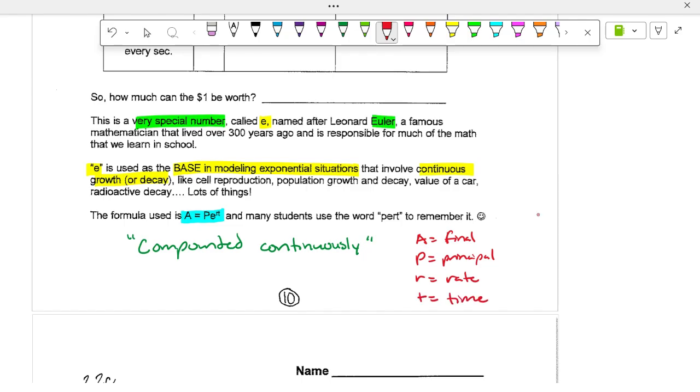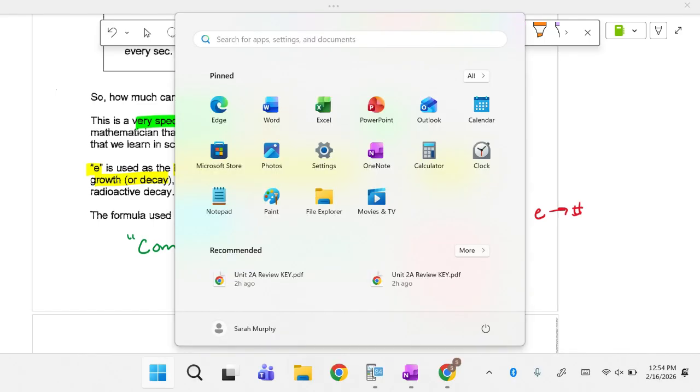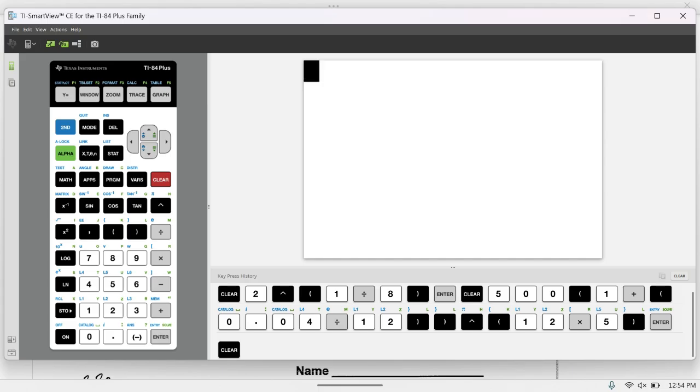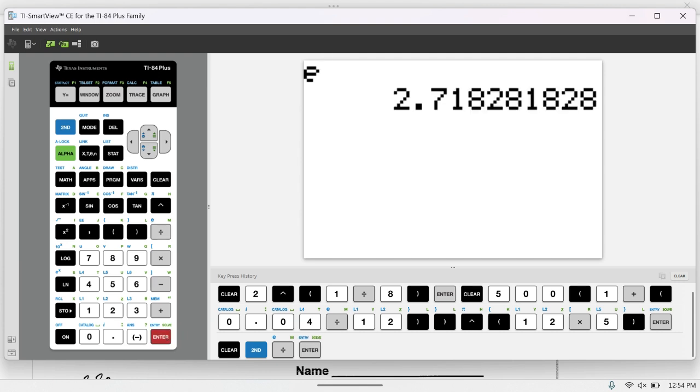However, E is a number. And that number, if you actually put it in your calculator, you have an E key. If you hit second and then the division symbol, it will generate E. It is not a variable, because watch what happens when I hit enter. It's actually a number. So E is approximately 2.71828.